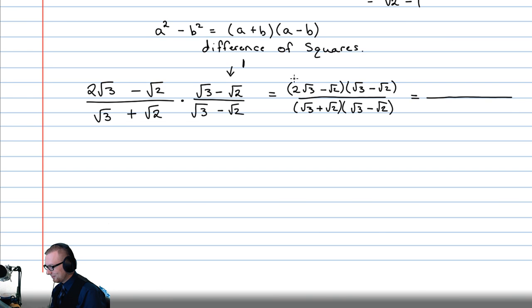Yeah, I mean, like root 3 times root 3, it will be 3, and root 3 and root 2 will be root 6, I guess. What's root 2 times root 2? Root 2 times root 2 will be 2. Yeah. Negative 2. So we've got 3 minus 2. Okay. Wait, you did this by the formula over there? Yeah, right above it.